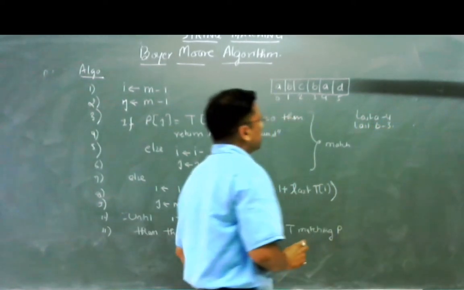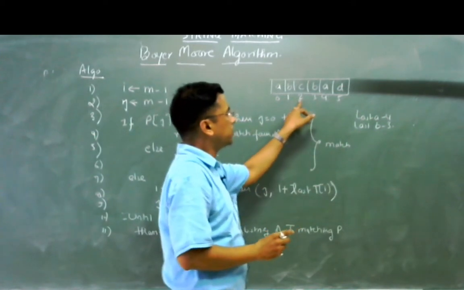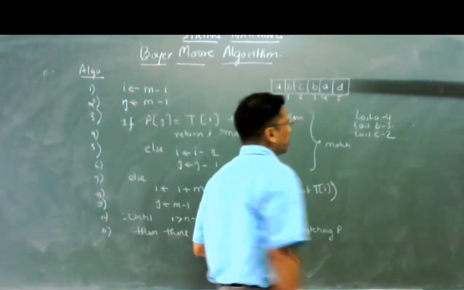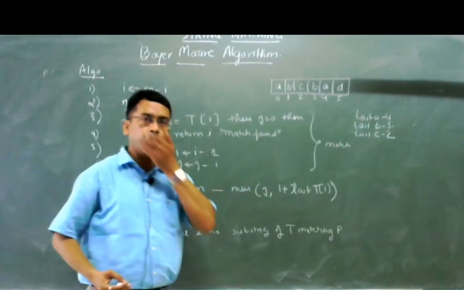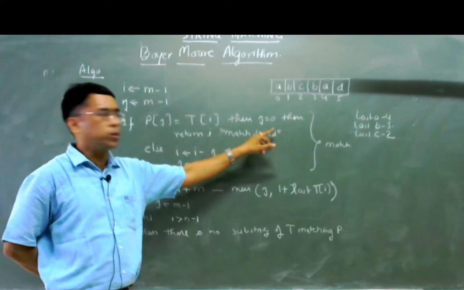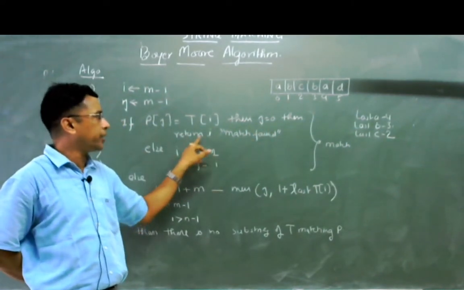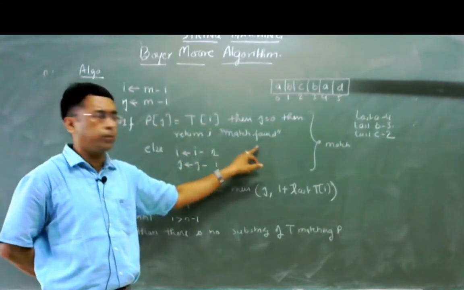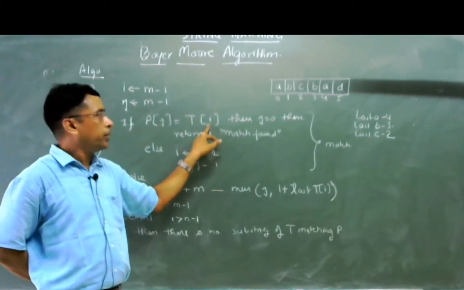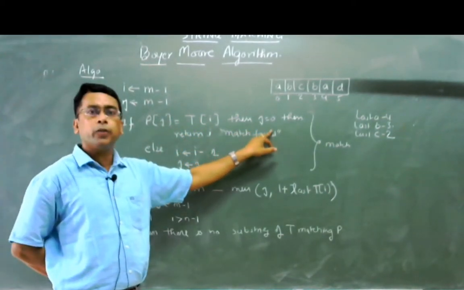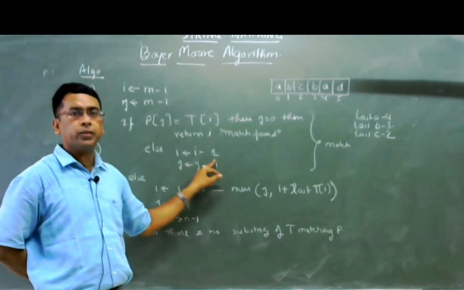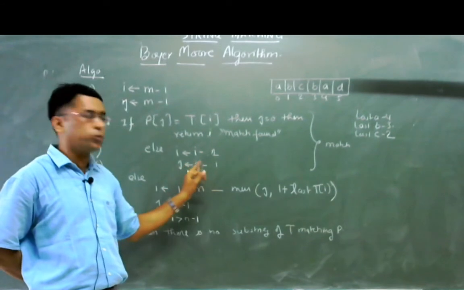Okay, so here the last c is equal to 2. So this is the last function. When there is a match and j is equal to 0, then we declare that it is found at position number i. And if P[j] is equal to T[i] but j is not equal to 0, then we keep on reducing the value: i is equal to i minus 1 and j is equal to j minus 1.